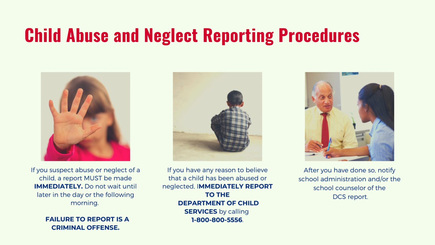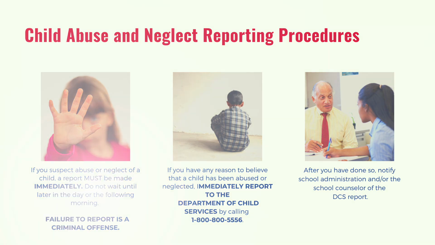Child abuse and neglect reporting procedures. If you suspect abuse or neglect of a child, a report must be made immediately. Do not wait until later in the day or the following morning. Failure to report is a criminal offense. If you have any reason to believe that a child has been abused or neglected, immediately report to the Department of Child Services by calling this phone number. After you've done so, notify school administration and/or the school counselor of the DCS report.